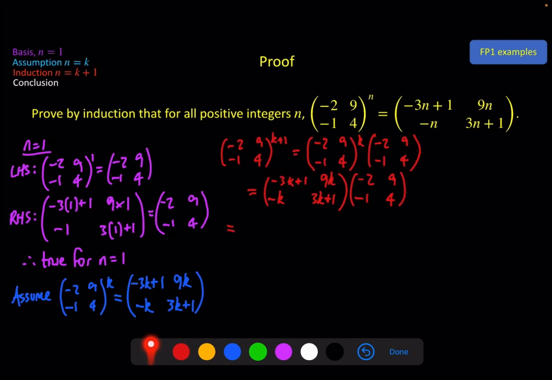So we have minus 2 lots of this, so that gives us 6k minus 2, 9k times minus 1, so that's minus 9k. Second element, this times 9, plus this times 4, gives us minus 27k plus a 9, plus 36k. Then we have 2k minus 3k minus 1. And finally, we get minus 9k plus 12k plus 4.